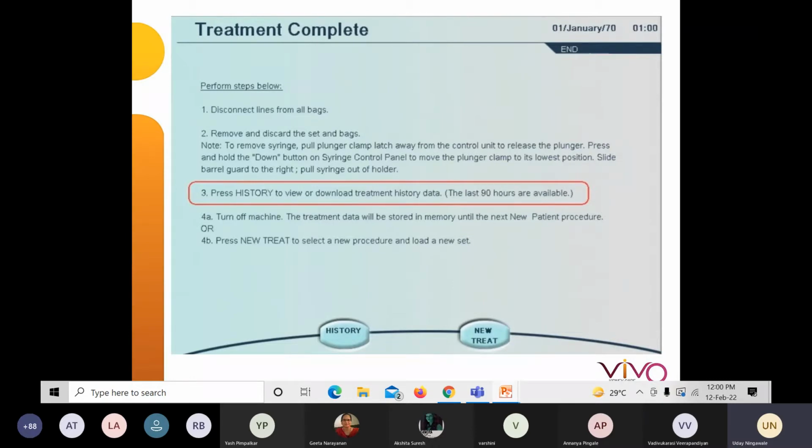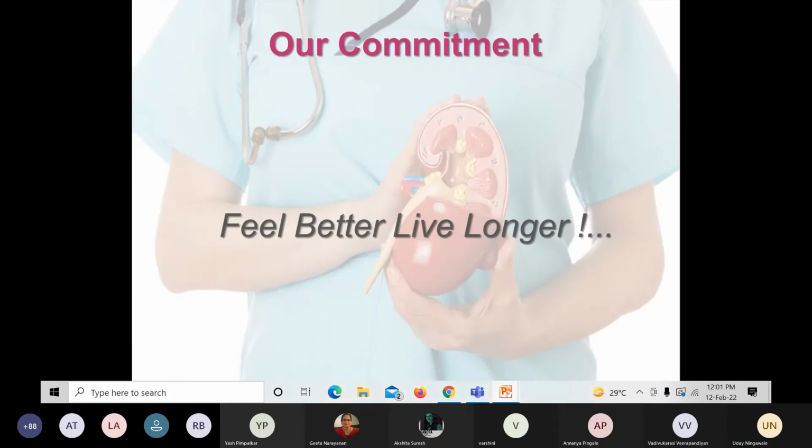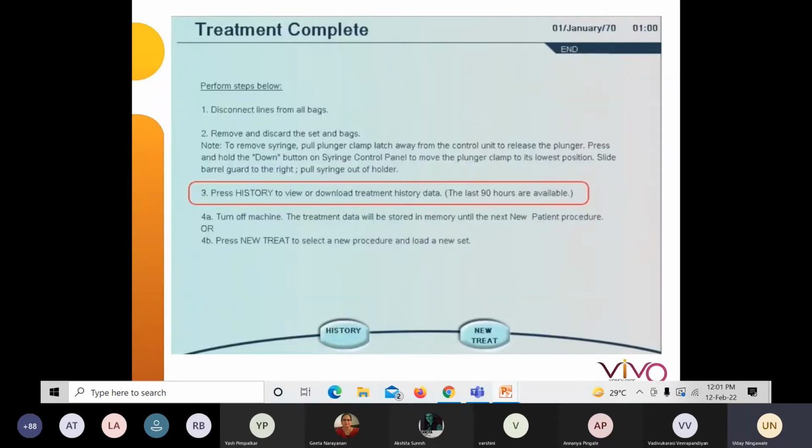So this is the precaution that has to be taken, and the data is also available in the history. So at the ending of the therapy, you can view the history or download the history also. So this is about the presentation.